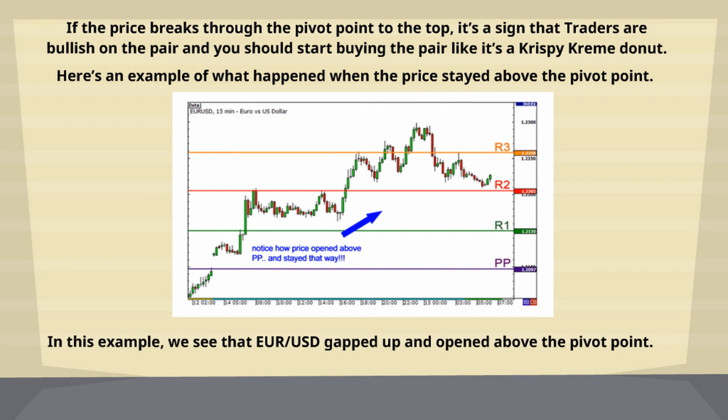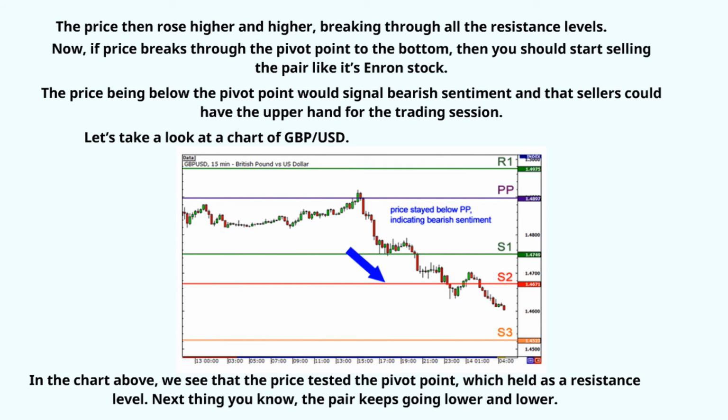In this example, we see that Euro USD gapped up and opened above the pivot point. The price then rose higher and higher, breaking through all the resistance levels. Now, if price breaks through the pivot point to the bottom, then you should start selling the pair like it's Enron stock. The price being below the pivot point would signal bearish sentiment and that sellers could have the upper hand for the trading session.